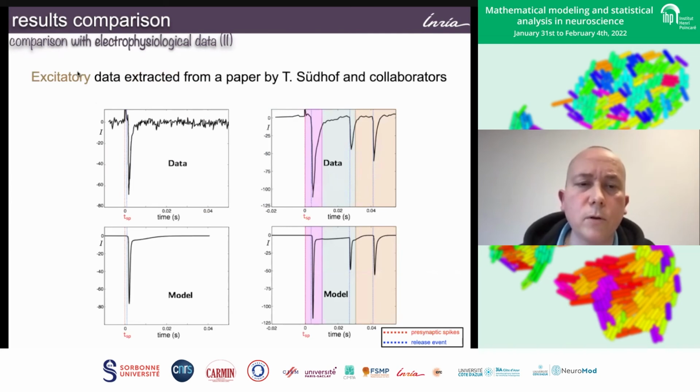We can also compare the model with data from excitatory synapses. This one was extracted with permission from a paper by Thomas Südhof and collaborators. And here as well, there is a specific delay at each synaptic event, which we can capture using our approach.